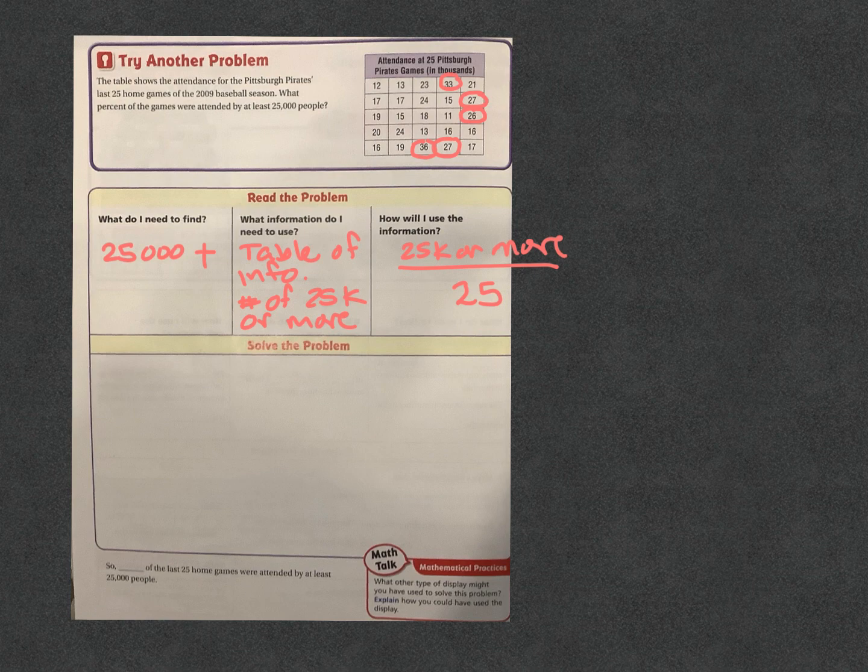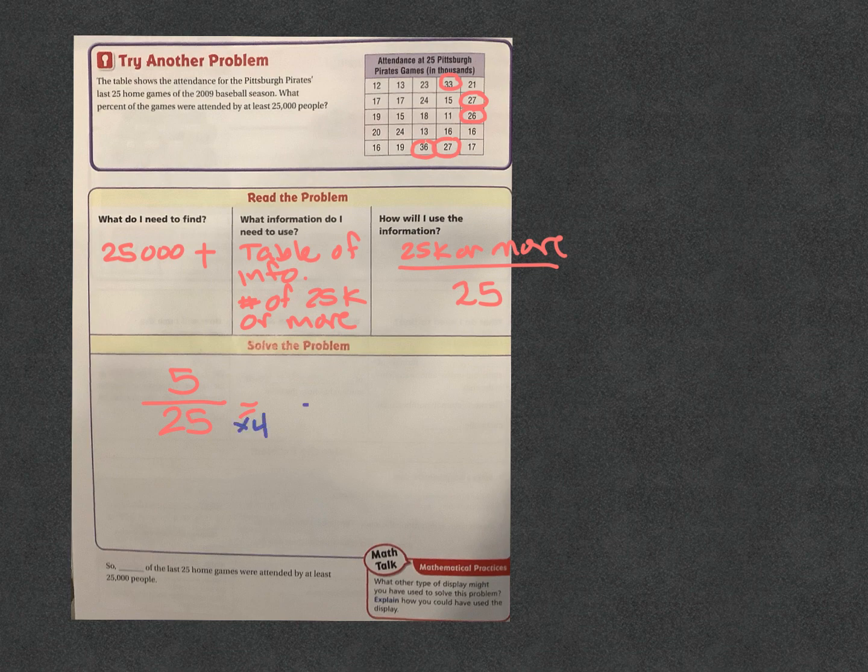So I ended up having 1, 2, 3, 4, 5 out of the 25 games be attended by 25,000 or more. So I'm going to find out what percent that is. I can do that in one of two ways. I can do 5 divided by 25 and get the decimal and move that decimal 2 spots over to the right to make it a percent. Or if I notice this denominator, remember percent is always out of 100. So if I remember that this denominator needs to be 100, I can think about, is there an easy way to make 25 become 100? Can I multiply it by something to become 100?